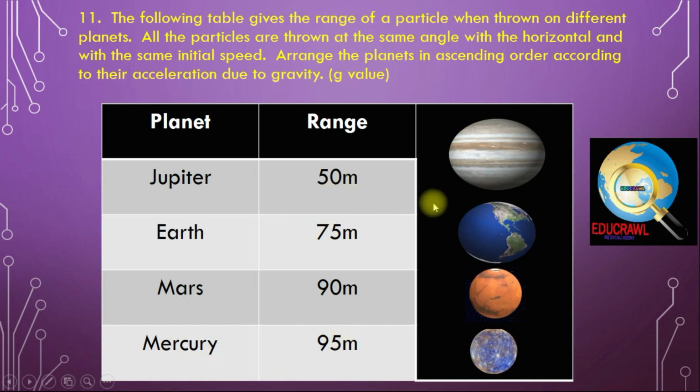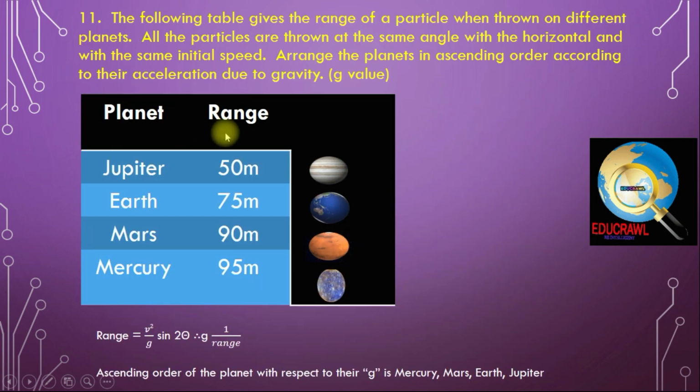We have to arrange in ascending order according to the G value. So what is the relation between range and G? We know the formula: range is equal to V square sine 2 theta by G. That is, range is in the numerator and G is in the denominator. So what is the relationship between range and G? Range is in the numerator and G is in the denominator.